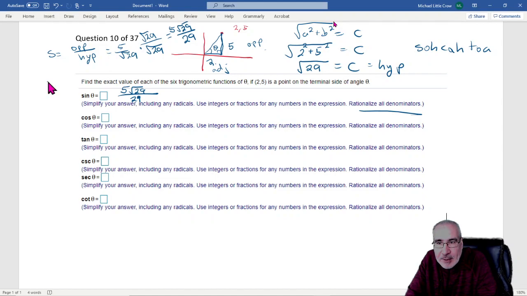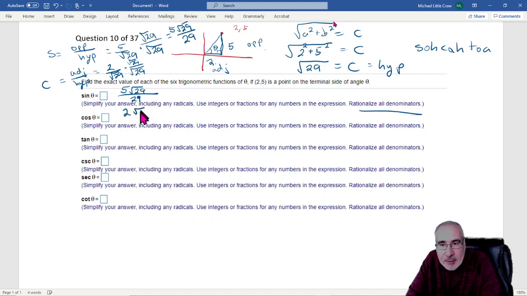For cosine, we get the same sort of thing. Cosine is equal to adjacent over hypotenuse. So the adjacent side is 2. We get 2 over square root of 29. And again, rationalize the denominator, so we just multiply by that denominator. In the top, we get 2 square root of 29. In the bottom, square root of 29 times square root of 29 is square root of 29 squared, where the square root and the square cancel, and that gives us 29.